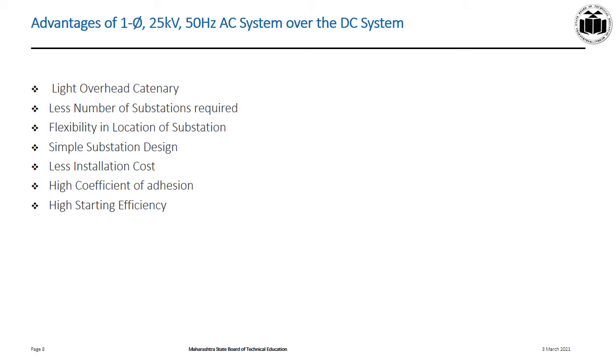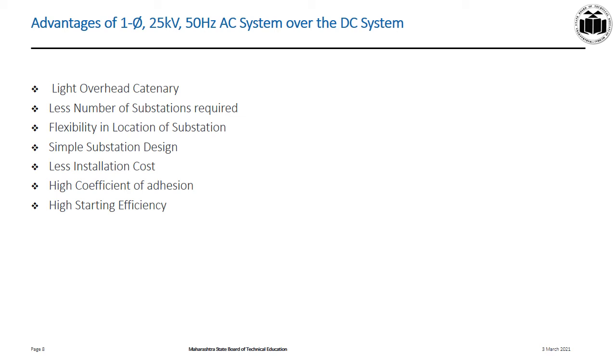The second advantage of 25 kV single phase AC system is less number of substations are required. Now in this system, as the line current is less, voltage drop in the line will also be less. Due to that, voltage regulation of the line will improve, and therefore spacing between the substations can be made larger, that is 50 to 80 km in spite of 5 to 15 km. And this results in less number of substations along the track, and therefore saving in the capital expenditure.